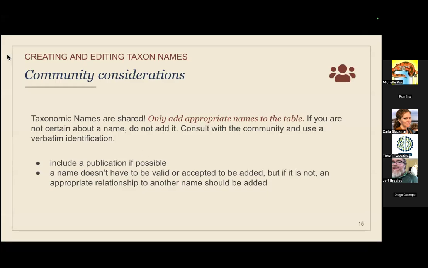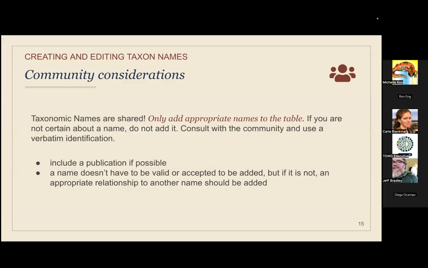So, community considerations. Taxonomic names are shared by everybody in Arctos. There's one huge list of names. So, it's really important if you're going to be adding names that you're careful and add appropriate names. If you're not certain about a name, it's better not to add it and maybe just file a GitHub issue and ask people about it before it gets added.